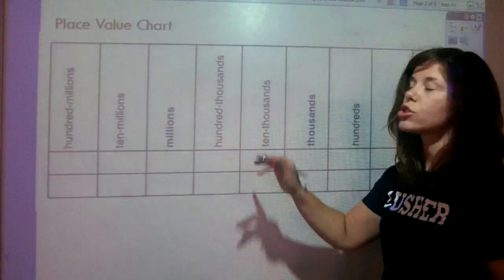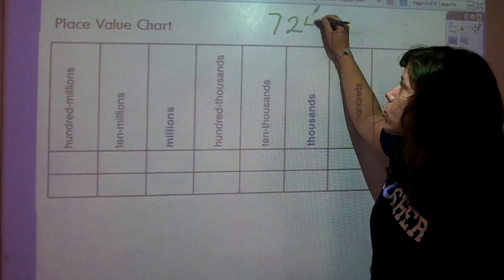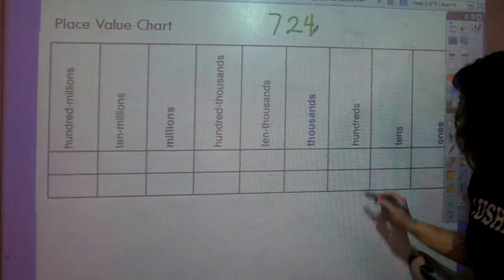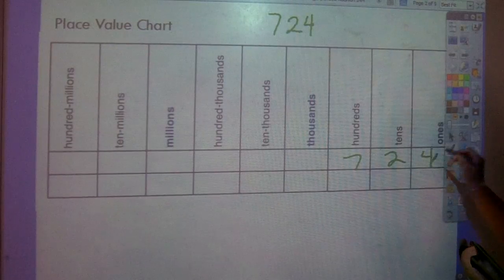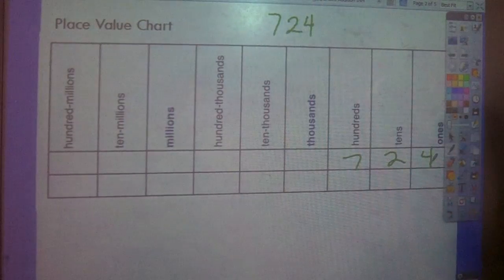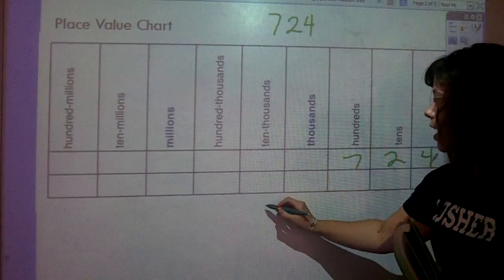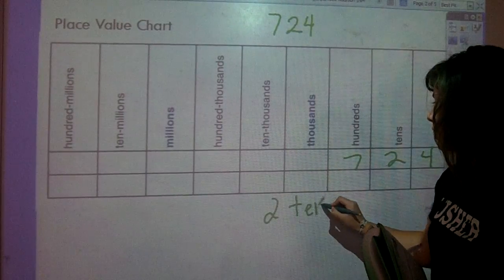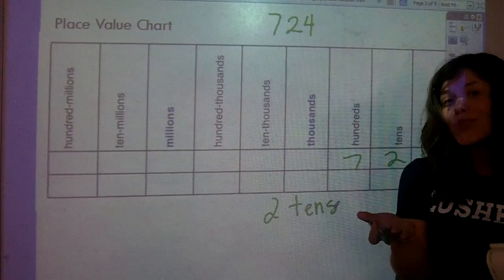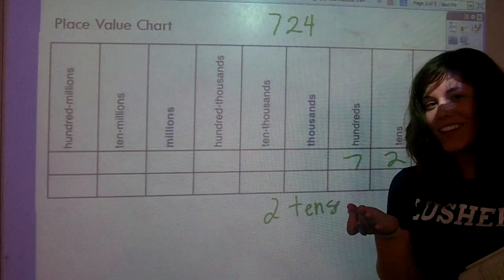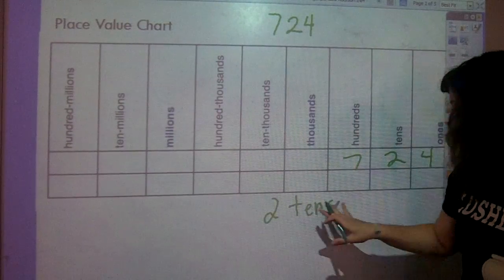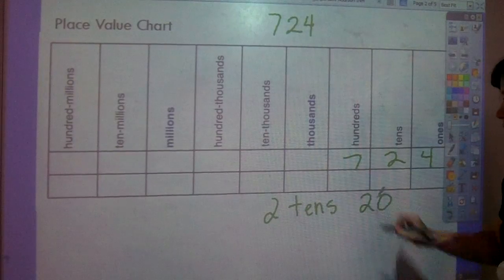Let's keep using the number 2. In 724, if I plug that in, which place is the 2 in? The tens place. That means I have 2 tens, or if you have 2 $10 bills in your hand, how much money do you have? $20. 2 tens or 20.